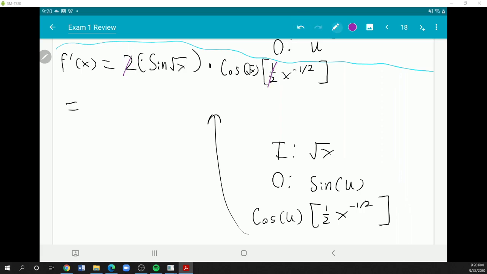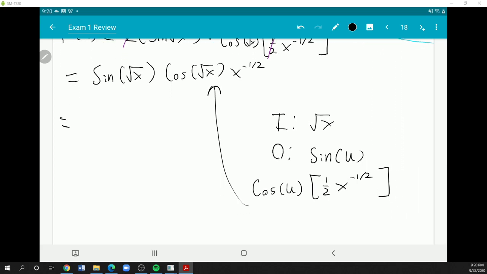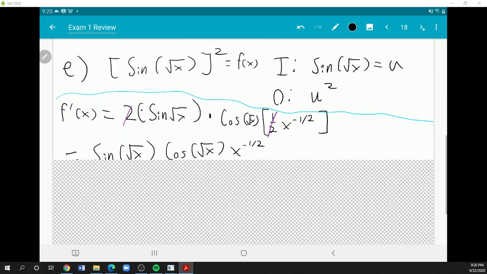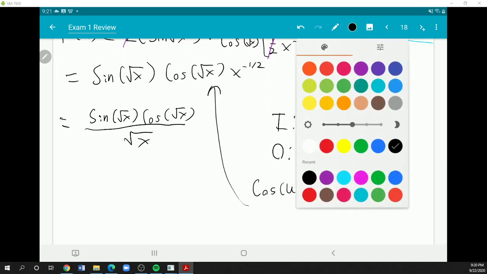Everything here is being multiplied together. So I get sine of the square root of x times cosine root x times x to the minus 1/2. And again, that would be fine. Just to make it more aesthetically pleasing, I'm going to write it like this, over root x. And that's your final answer.